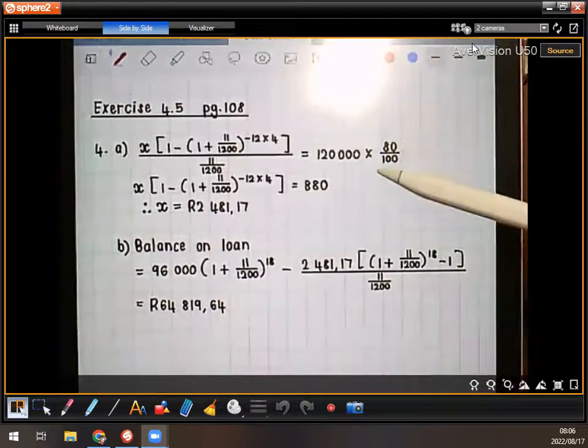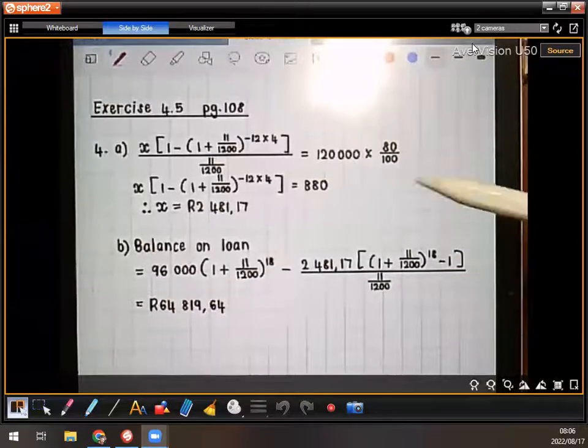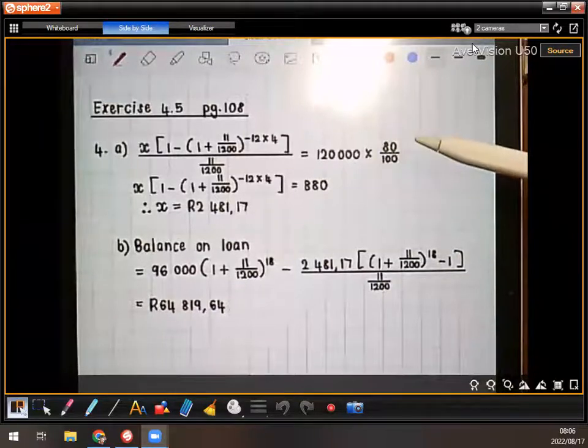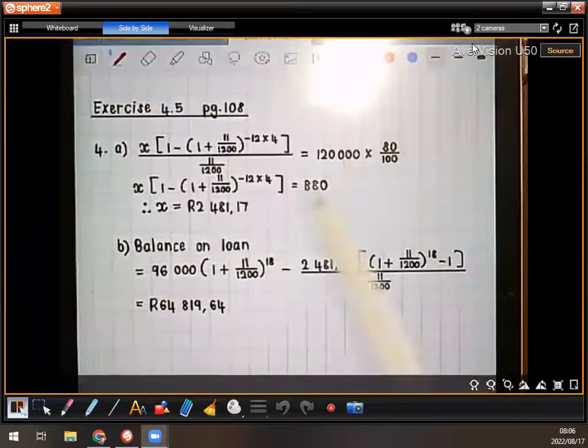But guys, like I said yesterday, you could have done it in a separate calculation. You could have said deposit is equal to 120,000 times 20 over 100, and then the difference they could have just subtracted. This is for 4 years, so the monthly payment there is 2481.17.